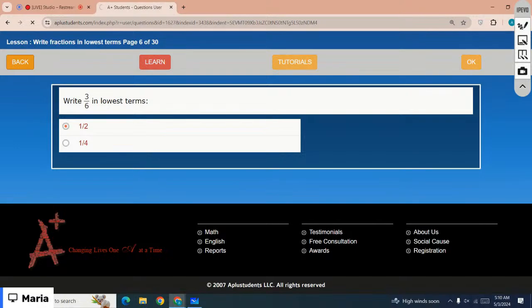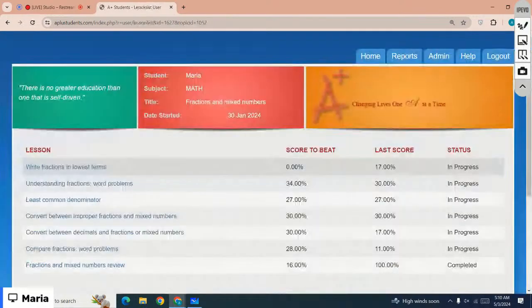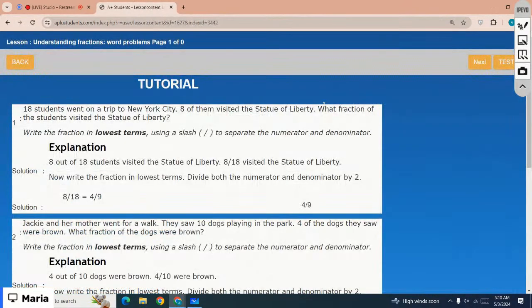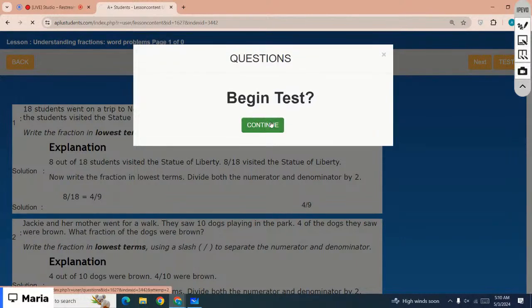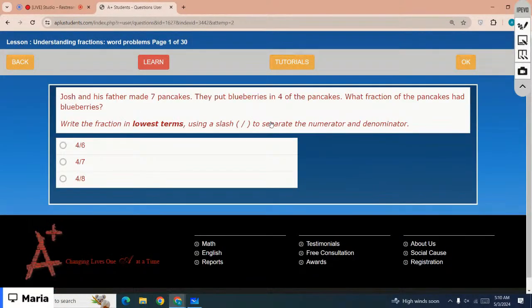Let me move on to the next lesson. The next lesson is understanding fractions, word problems. Let's do the practice questions. Let's start with the test questions. Let me read the questions, just listen to me carefully. Josh and his father made 7 pancakes. They put blueberries in 4 of the pancakes. What fraction of the pancakes had blueberries? Which is the correct option?